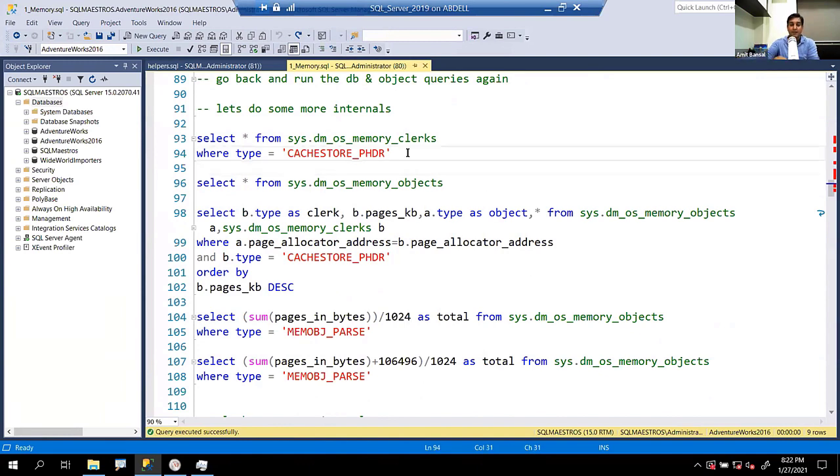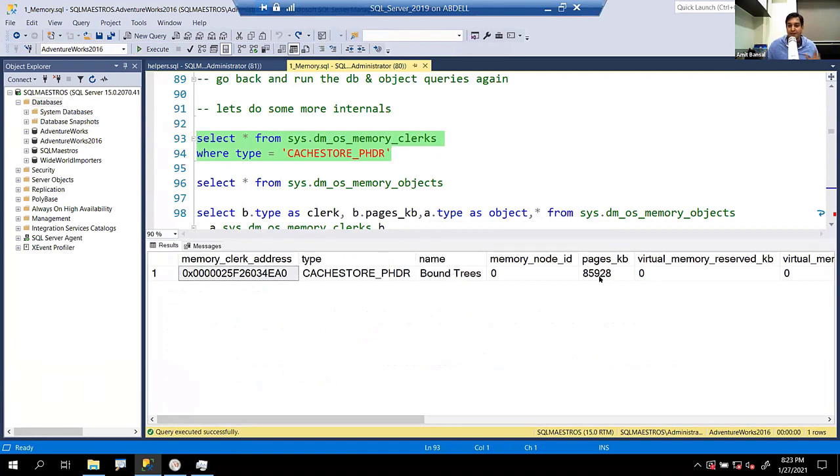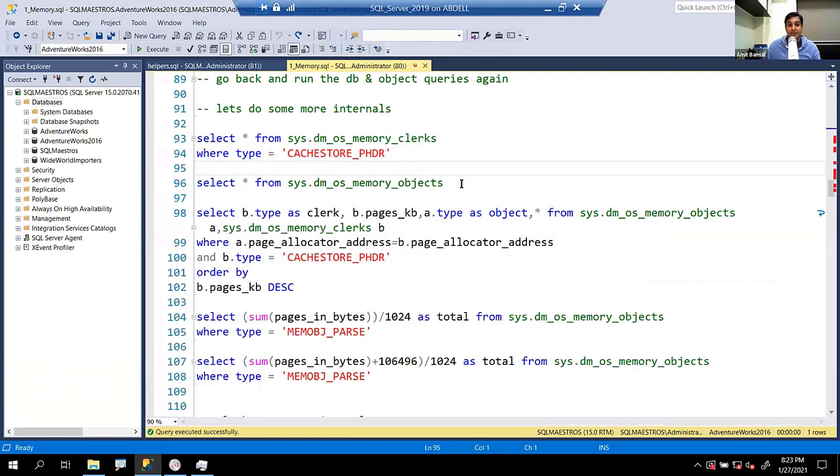Okay, let's go one level down now and understand the memory clerks in more detail. We talked about the 3-layer memory architecture. We looked into nodes, and we looked into the buffer pool as one of the clerks. So I will dive a little deeper now. There is a memory clerk called cache store PHDR, which is for the bound trees. And you can see the pages KB is 85928. So keep that number in mind: 85928 kilobytes is what is being consumed.